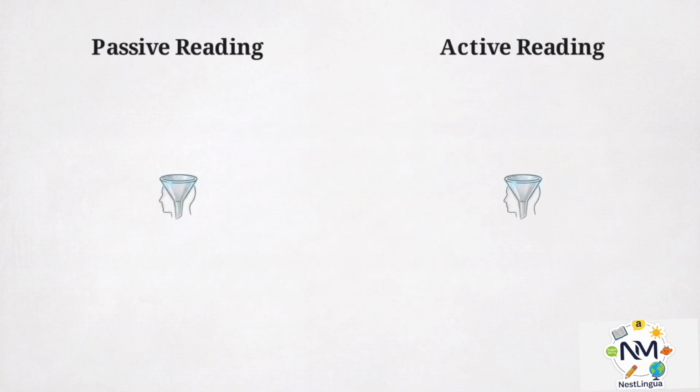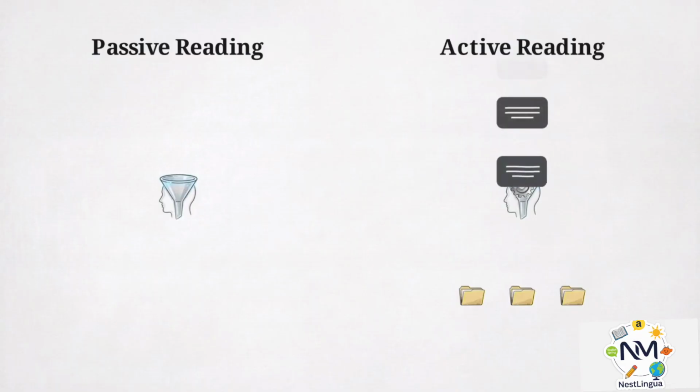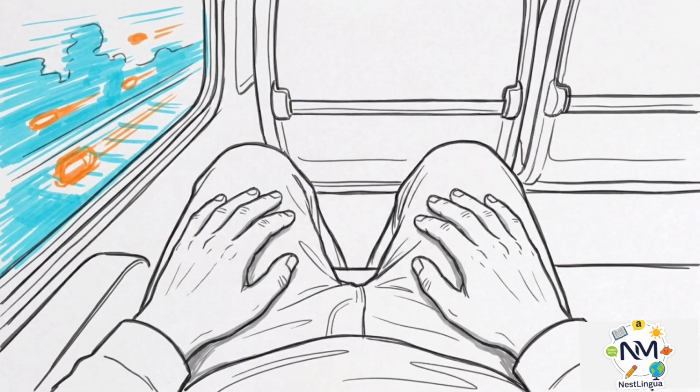This diagram compares how the brain processes text. Passive reading is like swallowing food without chewing. The information falls straight through the funnel and provides no nutritional value. Active reading requires you to chew and digest the material, sorting it into organized mental folders. Mastering these techniques takes you out of the passenger seat.